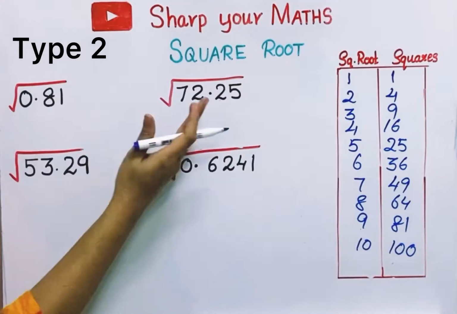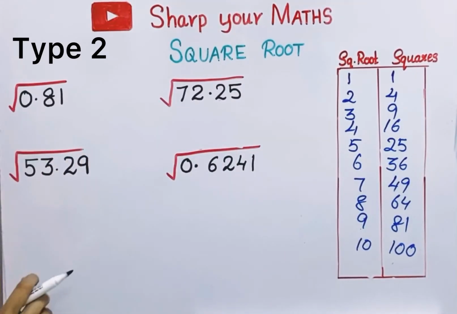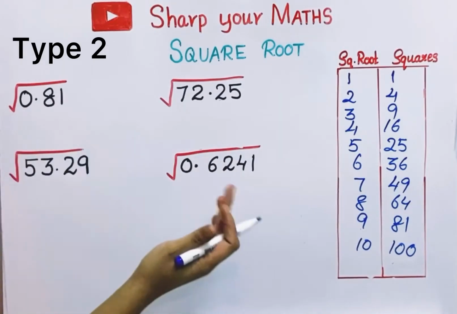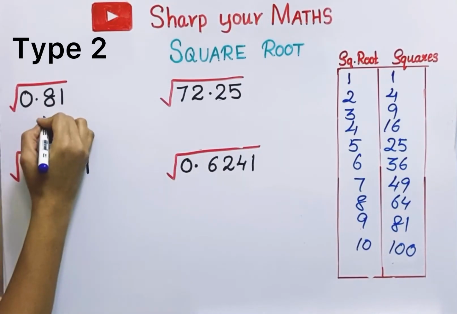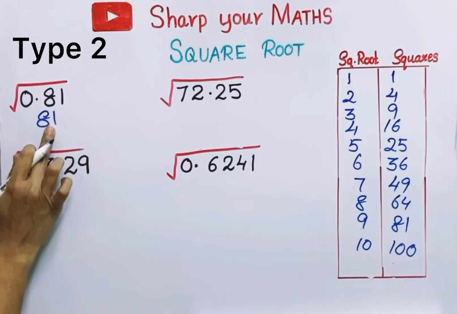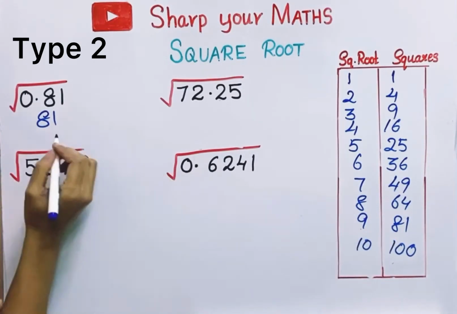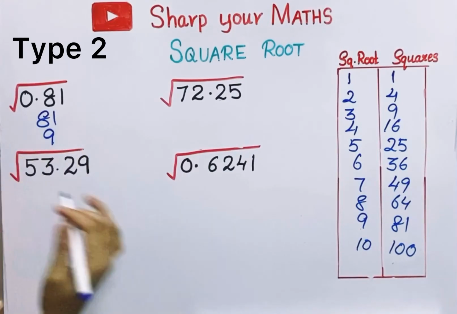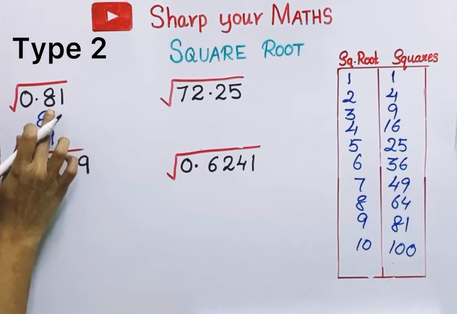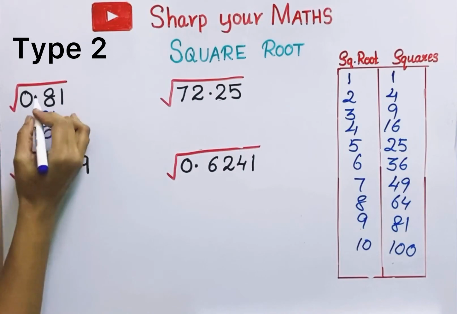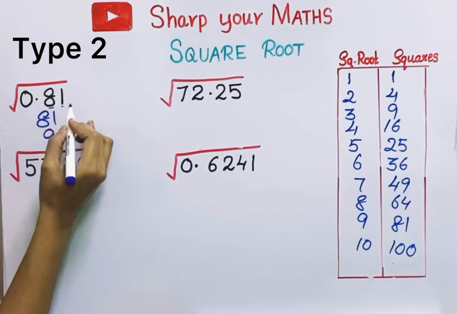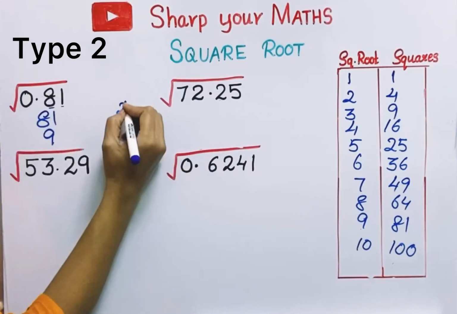The square root of decimal numbers is the next step. To find the square root of these decimal numbers, first take the number without the point. So 0.81 means 81. The square root of 81 is 9. So write this 9. Now to insert the point, see in the question there are 2 decimal places. That is, after the point, 2 decimal places.